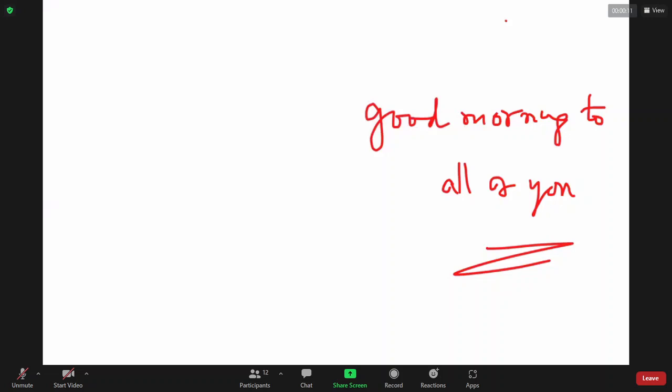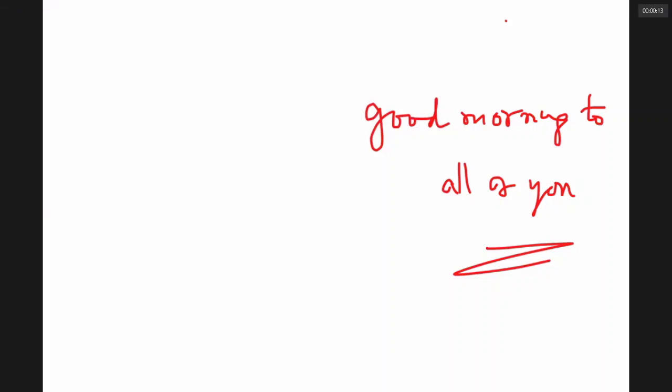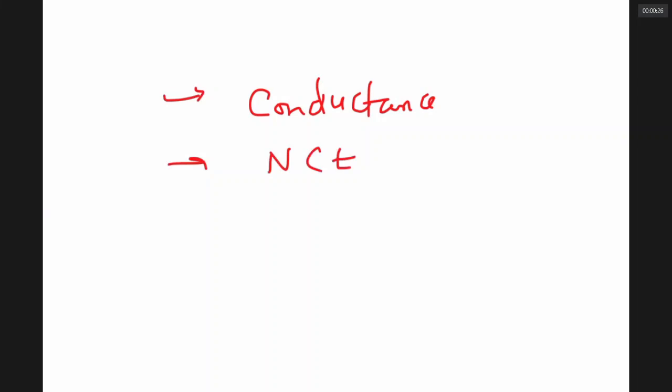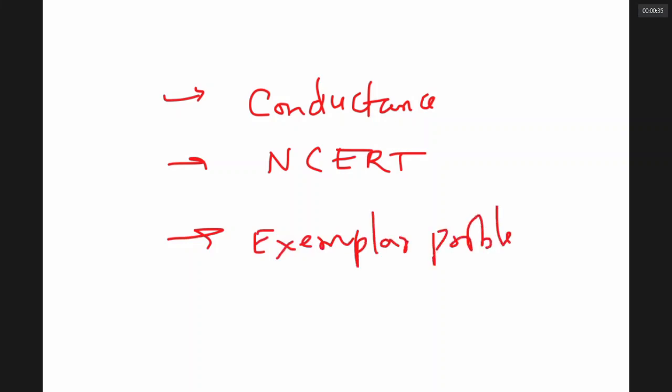Today's topic is electrochemistry, and we have a three-pronged approach. First, somebody wanted me to talk about conductance, which I will complete in the coming 10-15 minutes. Then we review the NCERT book. Then we review the exemplar problems which I have shared just now. Have you noticed that I have shared exemplar problems in the group? At the end of these three approaches, your concept will be clear.